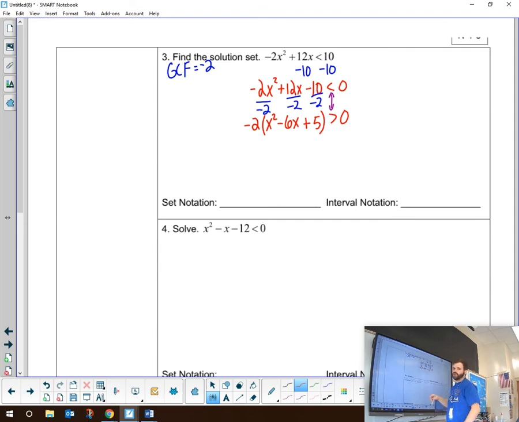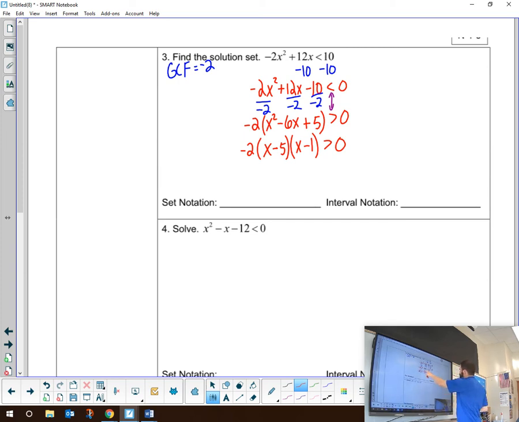Okay, now we factor. Remember, this -2 is not your a, so we don't have to worry about it in factoring. So I'm just going to write my factors for this one, since I don't have an a in front, since we just have an a of 1. So I'm going to write -2 times x minus 5 times x minus 1. -5 times -1 is +5. -5 plus -1 is -6. Okay? So these are my factors.